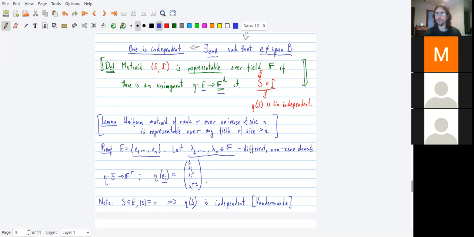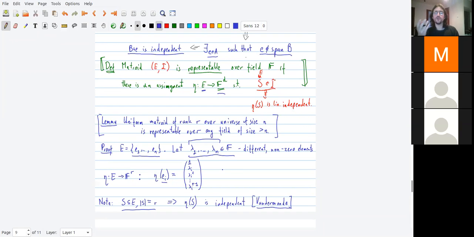So why is this representation faithful? If I have a subset of the universe of size at most R, say of size R, then I claim that the set of corresponding vectors is independent. Why? Because if I put them next to each other, this is a Vandermonde matrix, where you have geometric progressions in every column with different multipliers. And you know from linear algebra that such a matrix is non-singular, and you have a closed formula for its determinant.